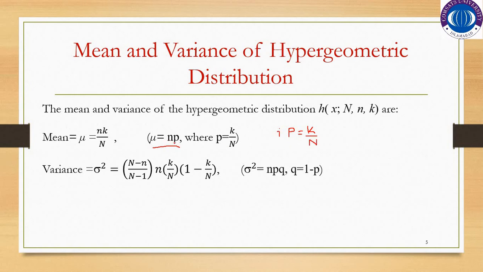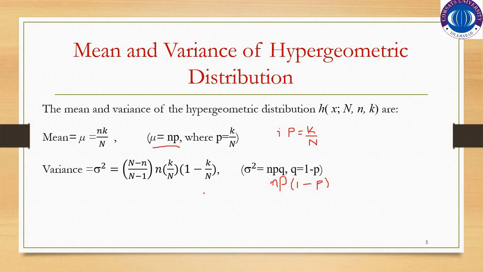So as we know mu is equal to n times p, we will substitute K over N instead of p. And as we know, the variance of the binomial is sigma square equal to npq, where q is 1 minus p, so this would be in the form n into p into 1 minus p. This is n, this is p, this is 1 minus p, and this extra factor will come along with the variance because of the without replacement sampling. So this is the variance of the hypergeometric distribution.